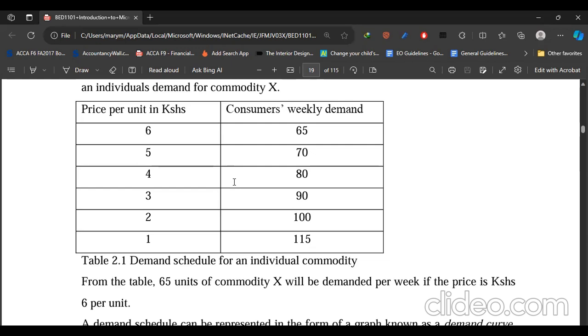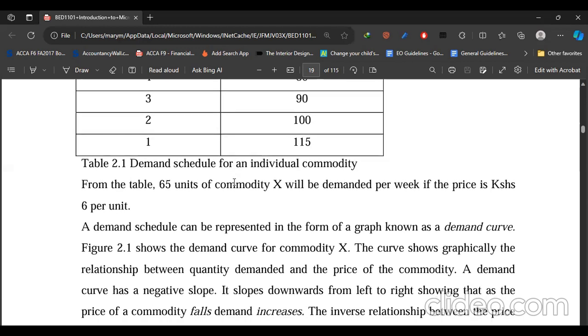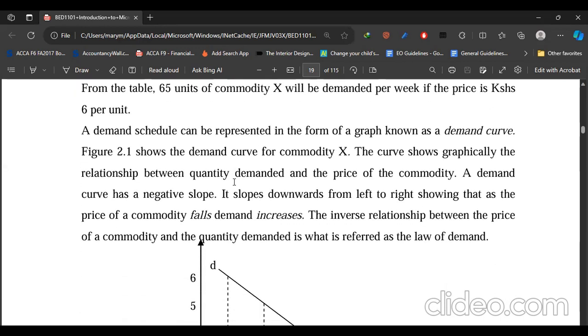That is why you see if the price of the commodity decreases, the consumer's weekly demand increases. And that is where we are saying a demand schedule can be represented in the form of a graph known as a demand curve. When you look at a demand curve, it normally has a negative slope. It runs from the Y axis, but does not touch the Y axis, to the X axis, but does not touch the X axis. That is why we say the curve shows the graphical relation between the quantity demanded and the price of the commodity.